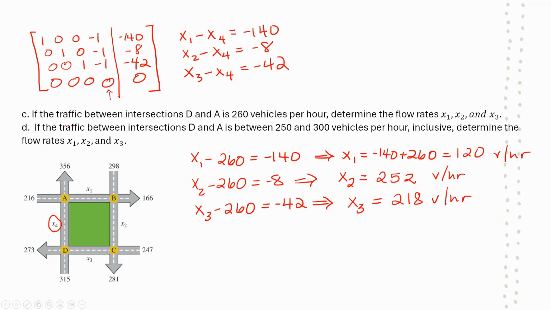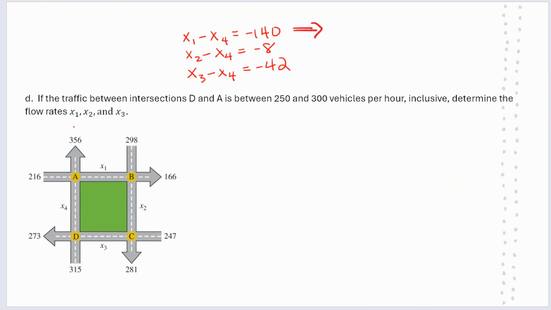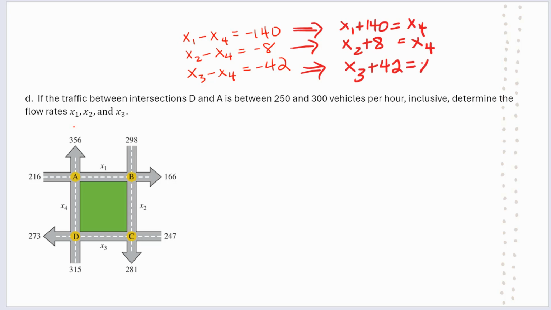All right, so D: if the traffic between intersections D and A is between 250 and 300 vehicles per hour inclusive, determine the flow rates x sub 1, x sub 2, and x sub 3. So now I'm going to look at these three equations. I'm going to get x sub 4 by itself. So x sub 1 plus 140 is equal to x sub 4. I just moved the x sub 4 to the right and the 140 to the left. And here I've got x sub 2 plus 8 is equal to x sub 4. And then here I've got x sub 3 plus 42 is equal to x sub 4.